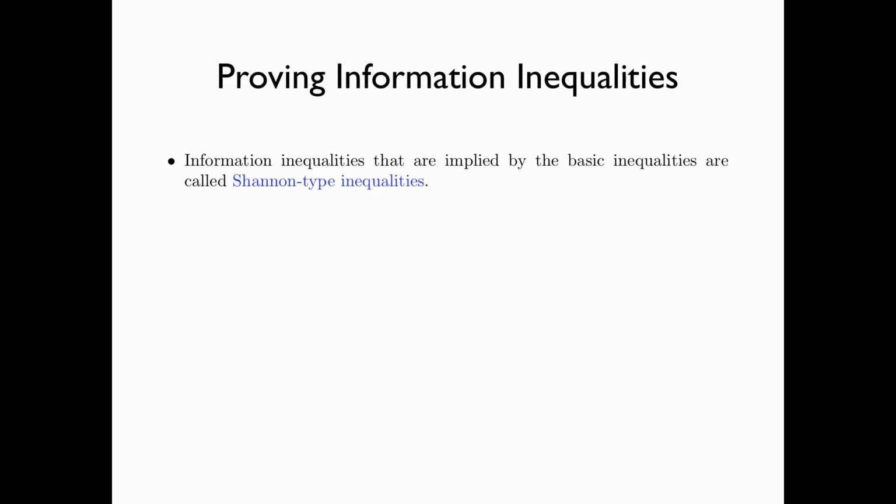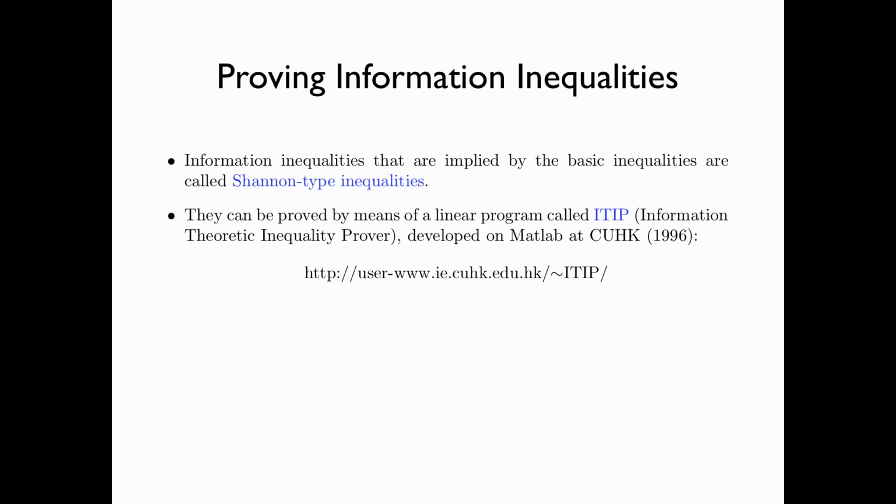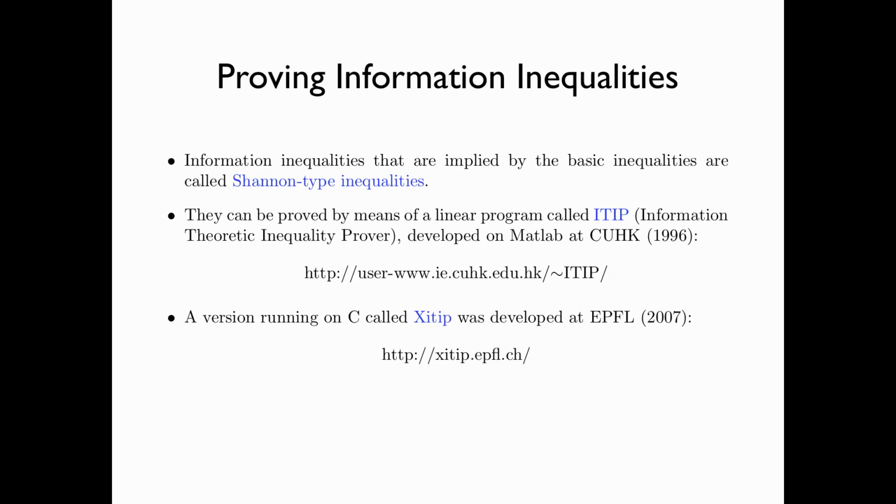Information inequalities that are implied by the basic inequalities are called Shannon-type inequalities. They can be proved by means of a linear program called ITIP, which stands for Information Theoretic Inequality Prover, developed on MATLAB at CUHK back in 1996. A version running on C called XITIP, which is more portable, was developed at EPFL in 2007. See Chapters 13 and 14 for discussion on this topic.